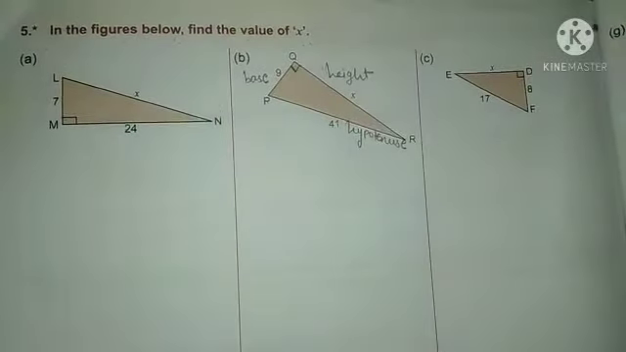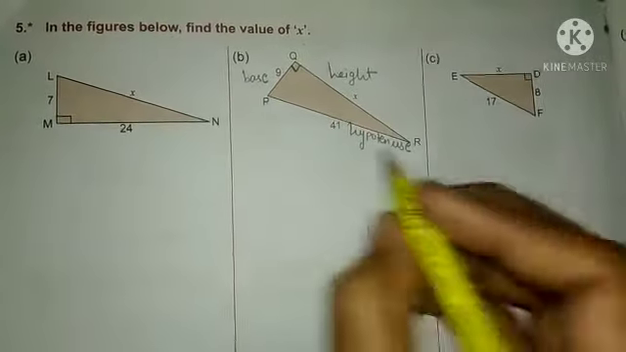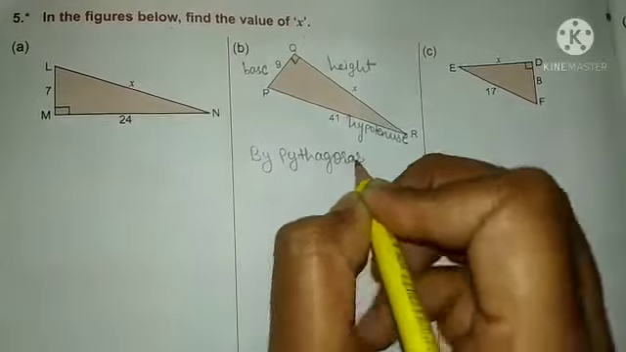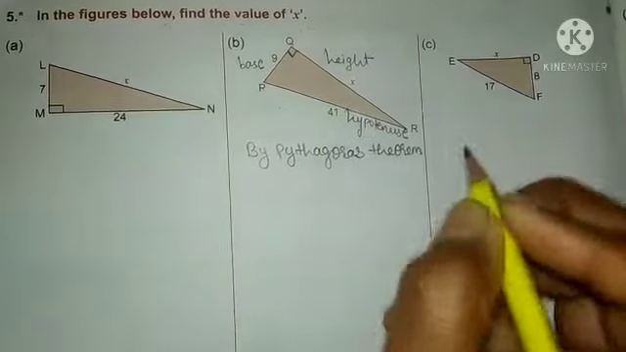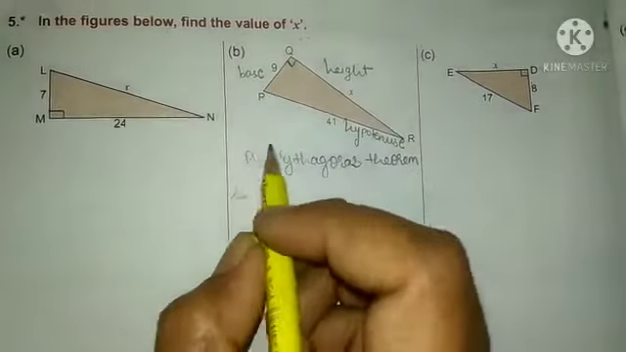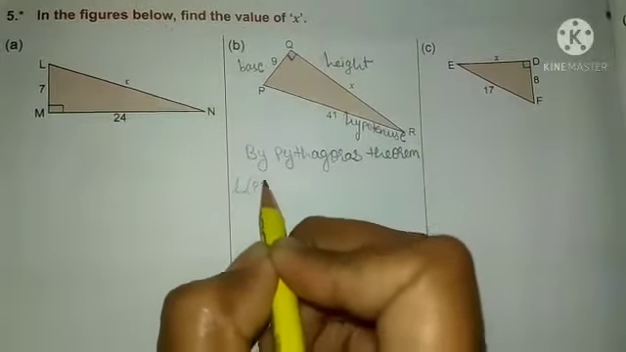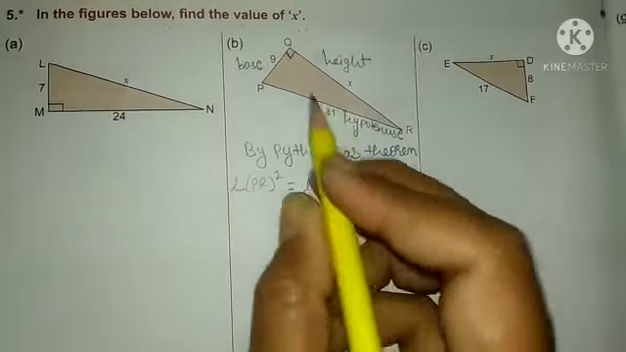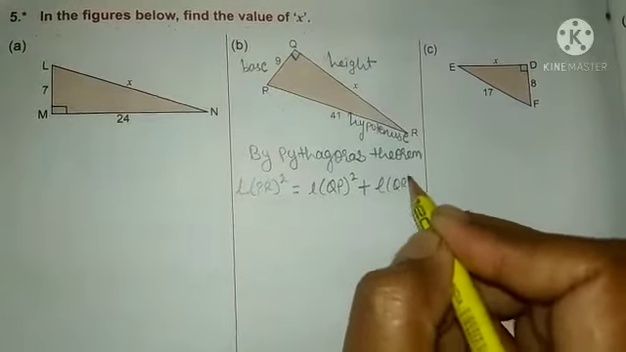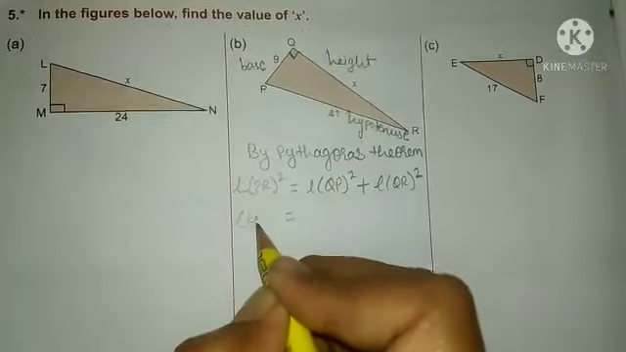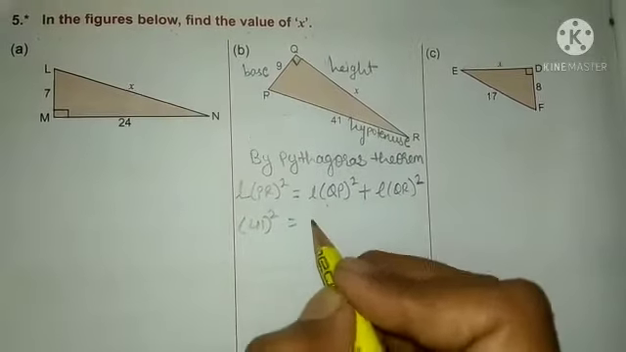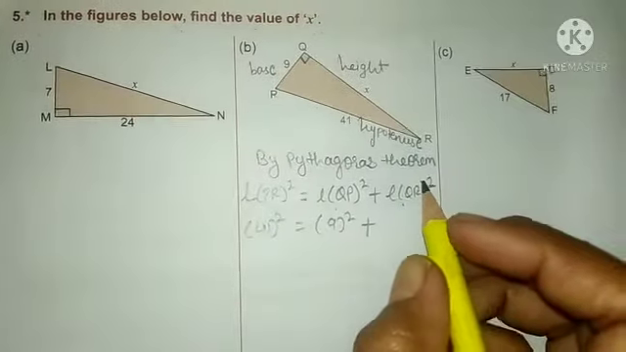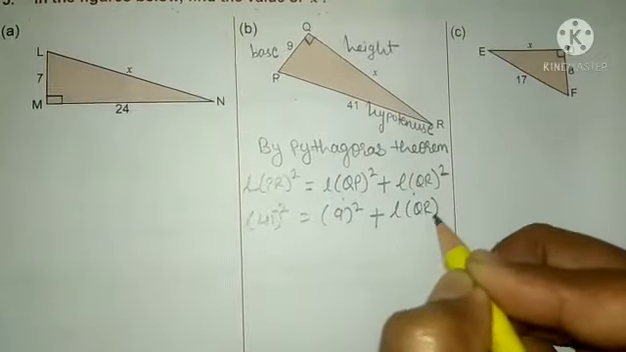So let's use our Pythagoras theorem and find the height. By Pythagoras theorem, what will be our formula? Our hypotenuse is PR, so length PR square is equal to our base QP square plus our height QR square. Our hypotenuse is given, that is 41 square. QP, the base, is given, that is 9 square. Length QR, our height, is not given; we have to find it, so we write QR as it is.